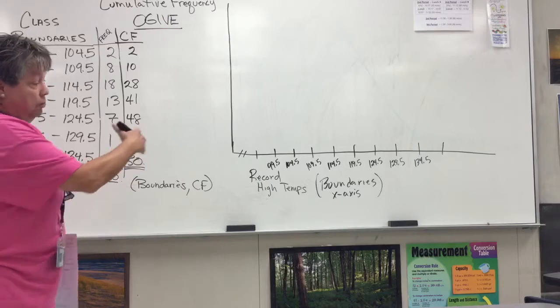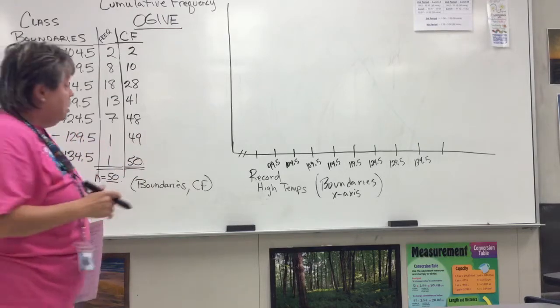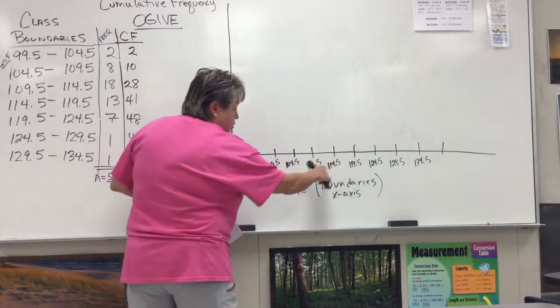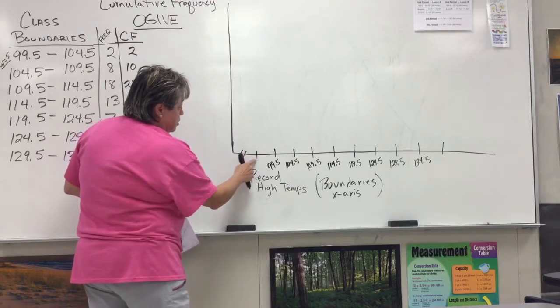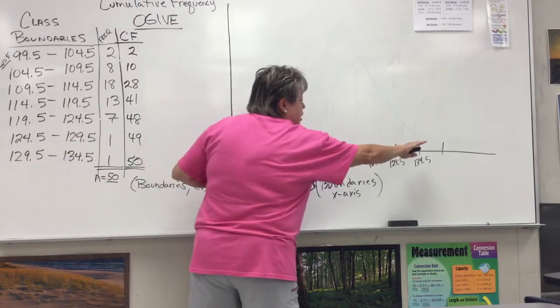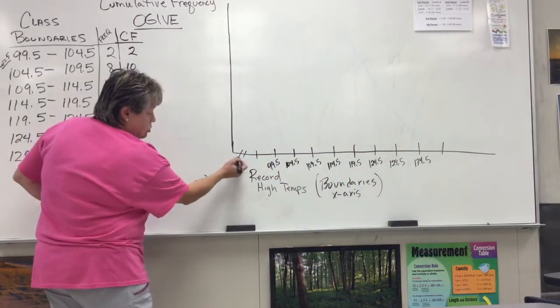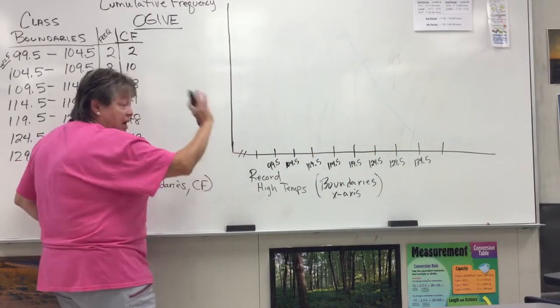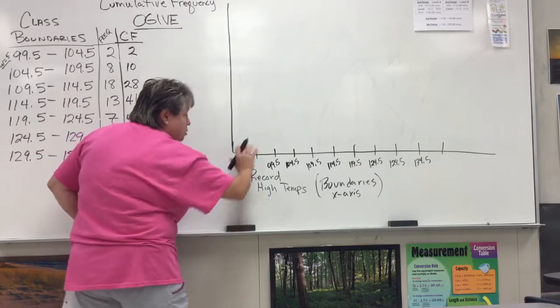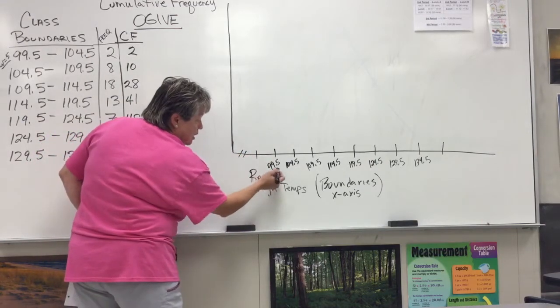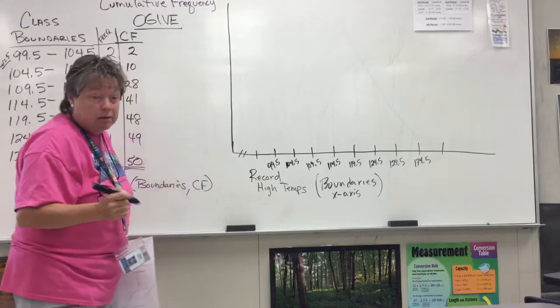I went ahead before you all arrived and created our boundaries on the x-axis. I put a spot at the beginning and an extra mark on the end just to give us some room. I also used a broken mark here to tell everybody, hey, we're not starting over here at 0. We are scooting over. 99.5 is where we're starting out.